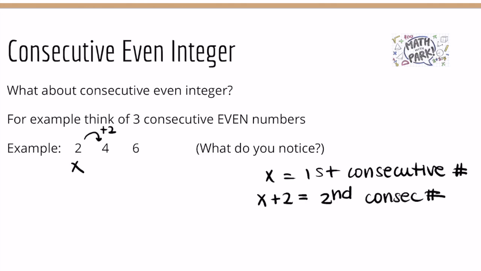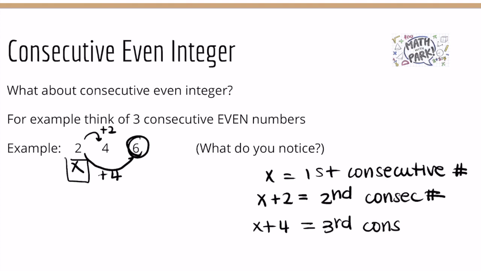Then, how do I get my third consecutive number? Well, in this scenario, to go from 2 to 6, how much do I add by? And if you said 4, you are correct, because from 2 to 6, we have to add 4. So we start with x. X plus 4 gives us our third consecutive number. So x plus 4 is the third consecutive number.